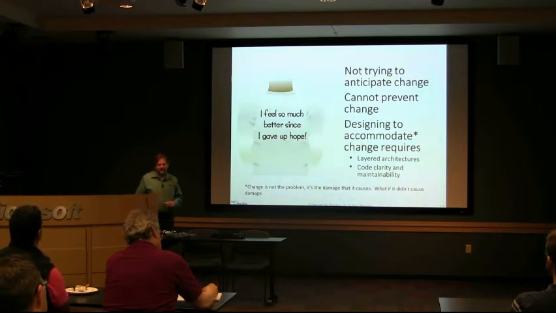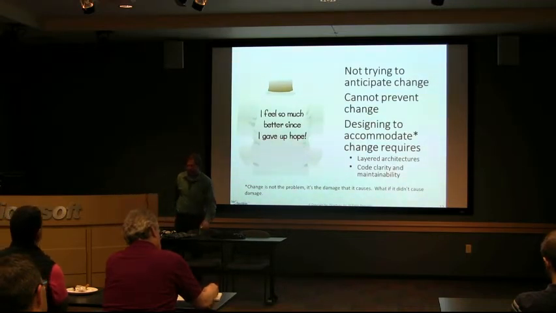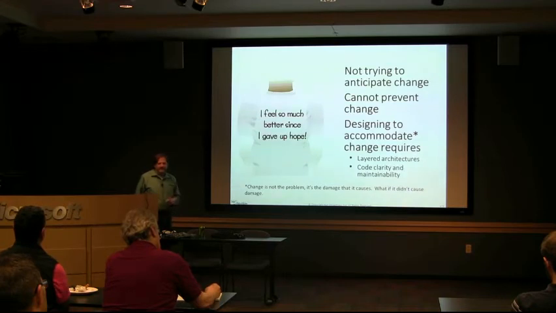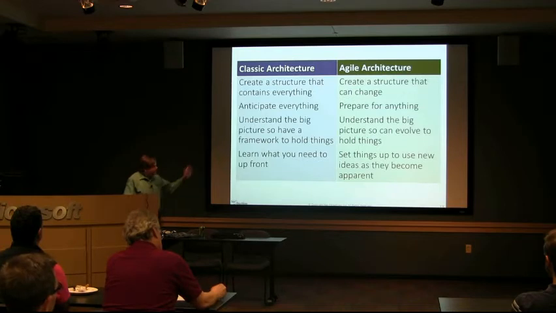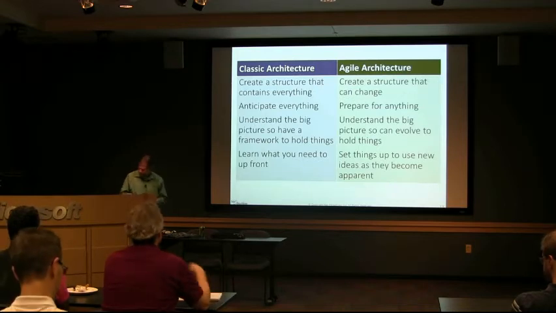So I'm going to suggest agile architecture is not building something that handles the change directly, but enables you to mitigate the damage the change causes so you can handle the change, because you don't know what that change is. And that's what we have to give up. Okay, so there are two kinds of architecture here as well.